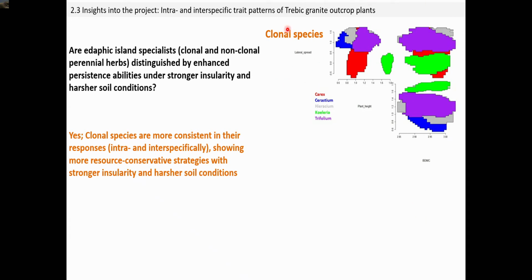This is again just to exemplify pretty much what I was showing in the previous multivariate analysis. This is hypervolumes, but here you can see that Koeleria, the green one, is the only one which is doing something a bit different in relation to plant height, whereas the others are all alike.